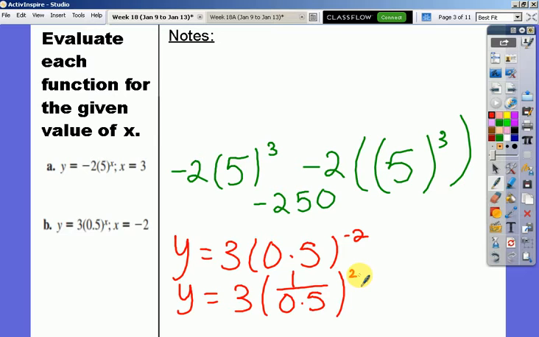So really what I'm doing is, that's going to be 3, and when I square that 1 divided by 0.5, I get 1 divided by 0.25, which will get me 12. So don't forget all your rules of exponents here. Do you have questions on that? No? Okay, great.